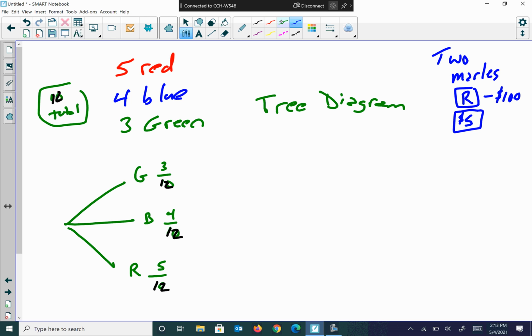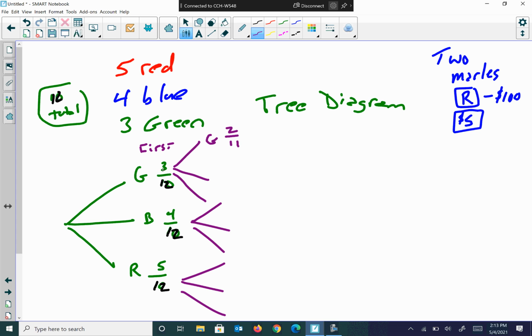So let's finish up the rest of the tree diagram. So this is our first choice. Now we're going to create branches for the second choice. So each one of these has another branch that comes off of it. Okay, so we have green. So this first branch is probability to pull the green and then another green. So this becomes 2 out of 11. If this is blue, staying consistent, there's still 4 marbles in there, but there's 11. And if this is red, this branch down here is going to become 5 out of 11.